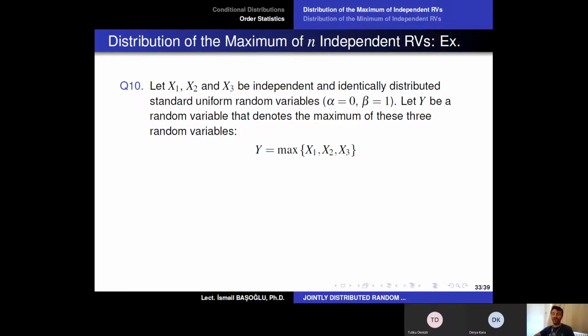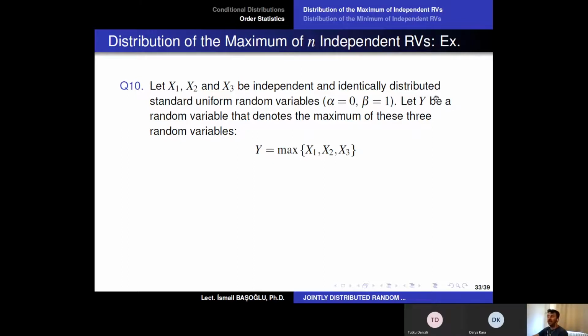Now let us solve a question here. x1, x2, and x3 are independent and identically distributed standard uniform random variables. What does identically distributed mean? They have the same distribution. All of these three random variables follow a standard uniform distribution with lower bound parameter equal to 0 and upper bound parameter equal to 1. So all of them follow the same distribution type.